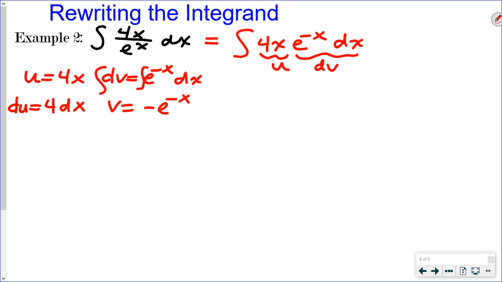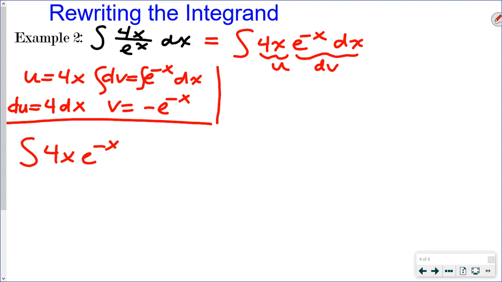Okay, we're ready to plug into our integration by parts. You know what? I'm going to bring it down so I have plenty of room. So we're saying that the integral of 4x times e to the negative x dx is going to equal u, which is 4x, times v, which is negative e to the negative x. I'm just going to put the negative in front of 4x, minus the integral of v times du.